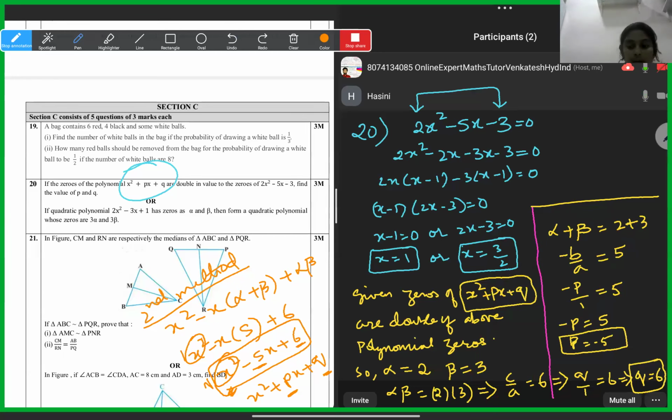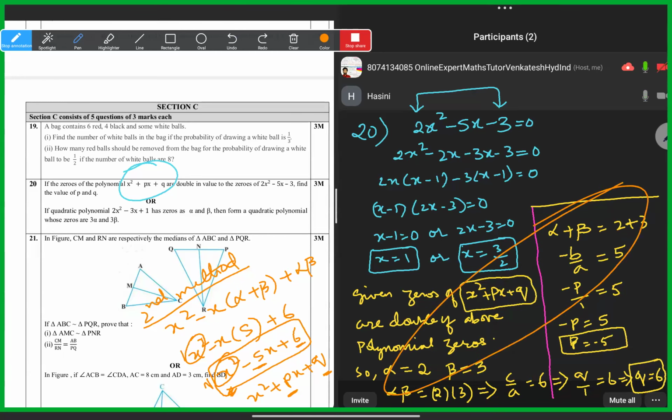Okay, Asmi? Here, in the first method we use the relationship between zeros and coefficients. That is, alpha and beta, whatever we got, their product we did and equated it to c by a. We got q. In the same way, alpha and beta sum we did, and that sum we equated to minus b by a. Then we got the p value.